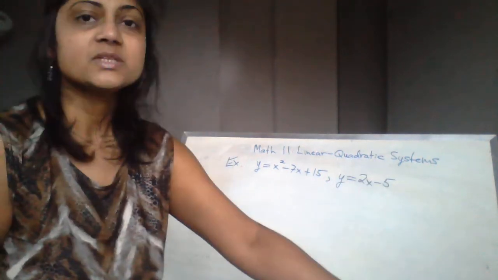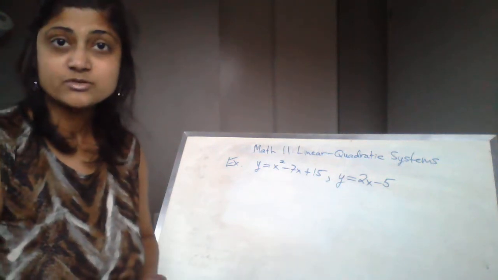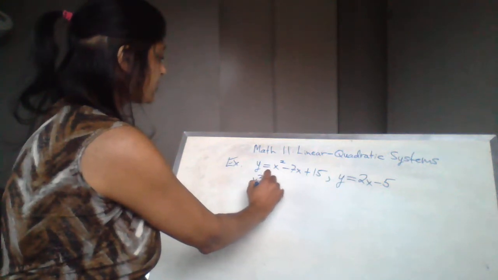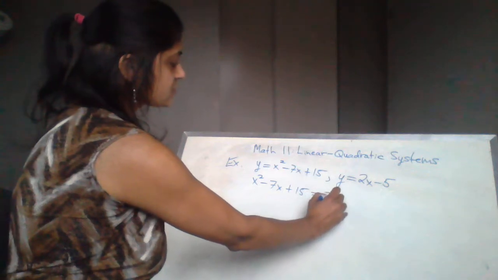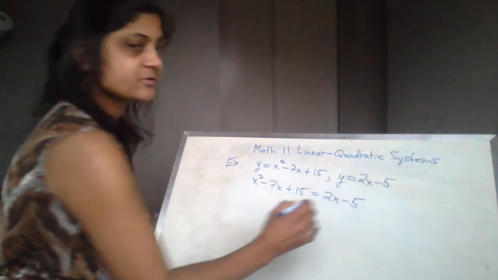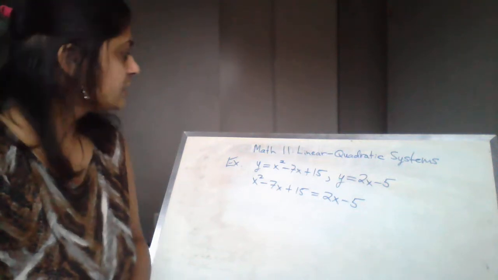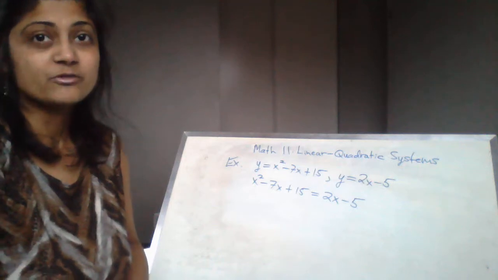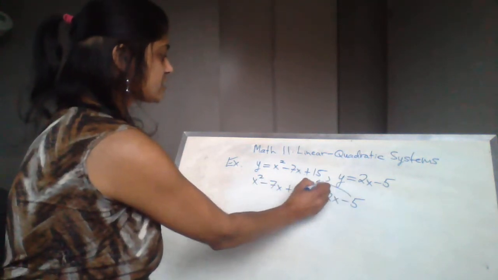Okay? So what we're going to do here is make both of these equations equal to each other. So let's try that. x squared minus 7x plus 15 equals 2x minus 5. Does everyone see that? So you're making both of these equations equal to each other. Okay, move everything to one side. I'm going to solve for the value of x here. I'm just going to put some arrows like this so you can see it.